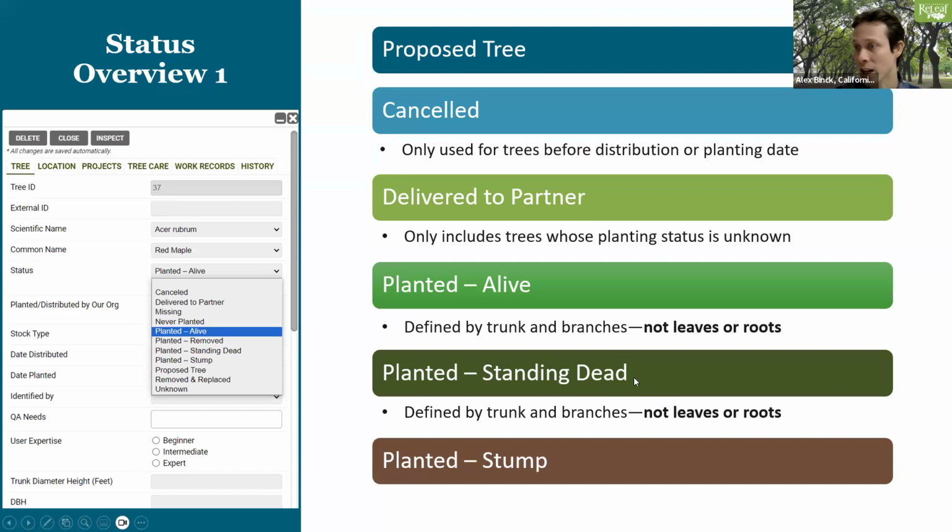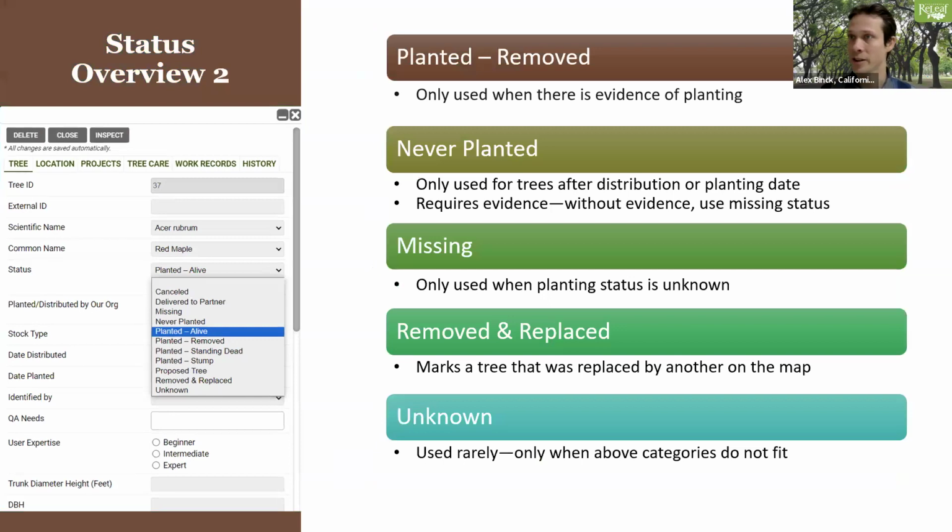So the next one, standing dead, just means the tree's still there. But again, the above ground portions, excluding the roots or any little sprouts that might be coming from the roots, the main trunk and branches are all dead. And then next we have planted stump. That's just a tree that's been cut down. Pretty self-explanatory on that one.